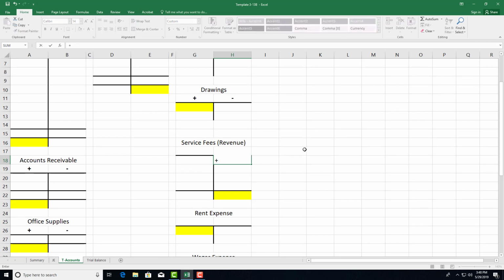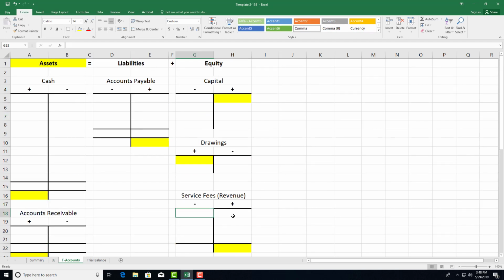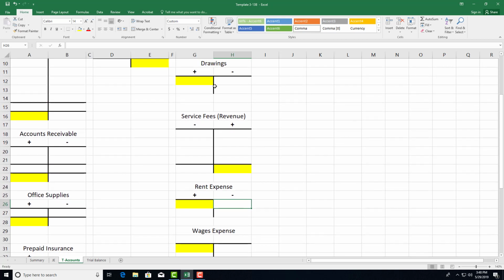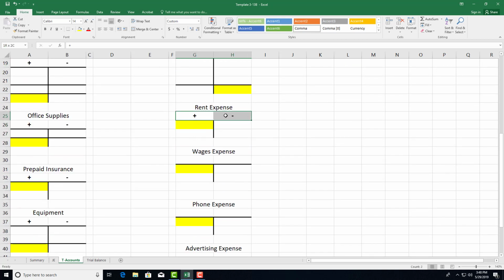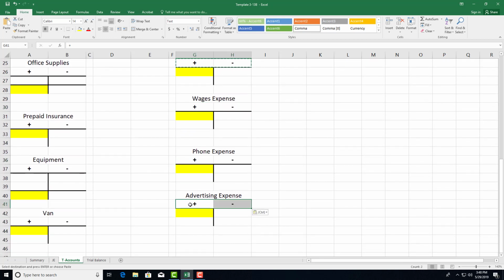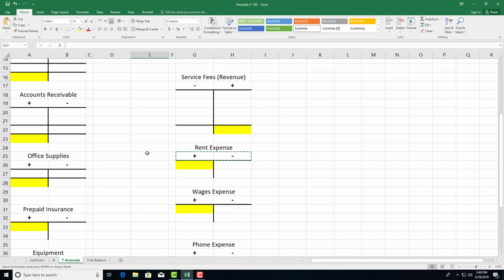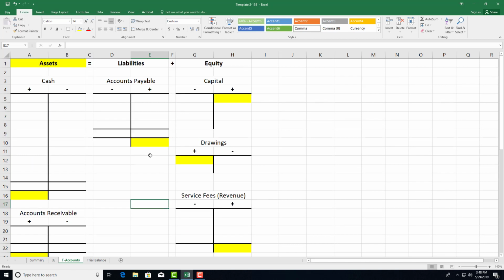Same thing with revenues. But revenues are increased with a credit, and that credit eventually gets put up here into the capital account. And same thing with expenses. Expenses ultimately will get put into the capital account, and expenses are increased with a debit. So again, I'm going to hit Control C and then Control V, Control V, Control V, and paste those into the accounts. So that's just a quick review of the rules of debits and credits.